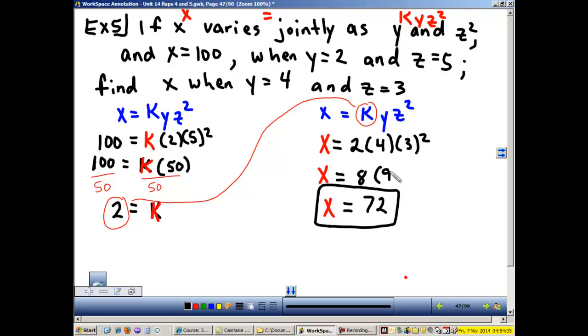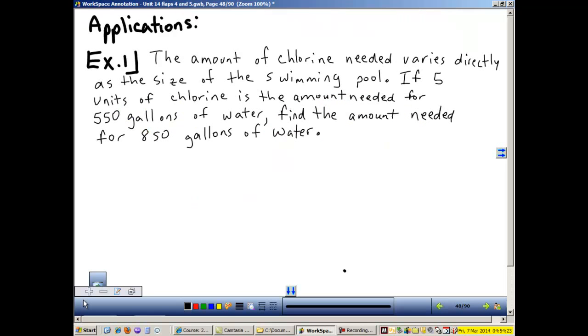Now we're going to look at some applications. We can use variation functions to determine how many people are needed to complete a task, such as building a home in a given time. Some other examples of quantities that vary directly or indirectly are the number of songs downloaded and the total cost of songs, or the number of workers and time needed to build a highway. Let's look at some applications, somewhere where variation might be used.